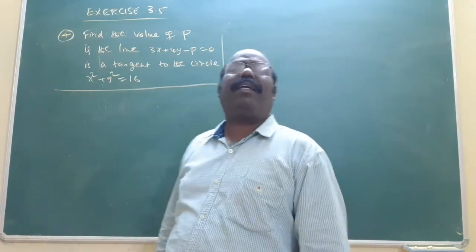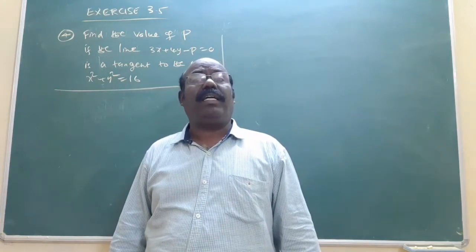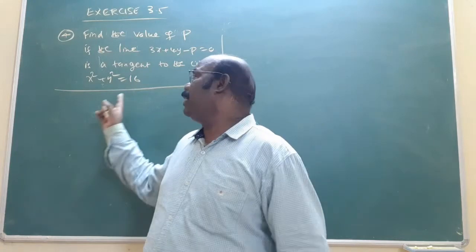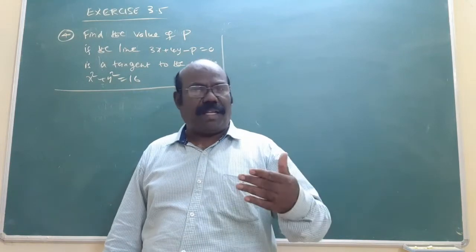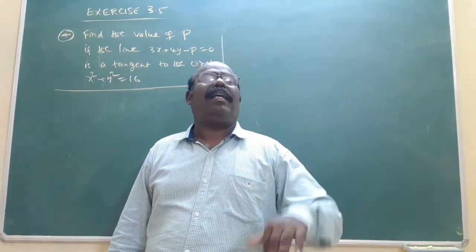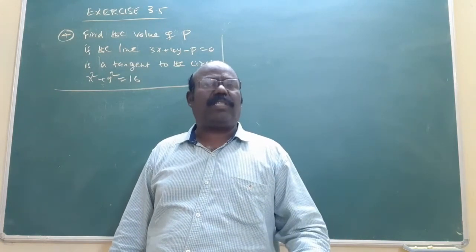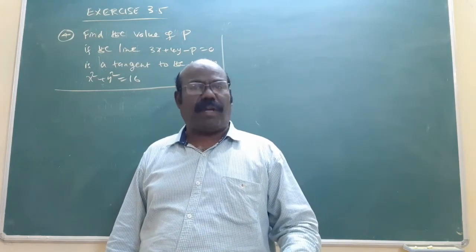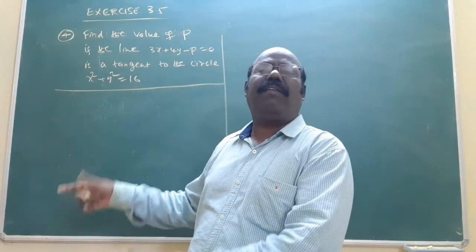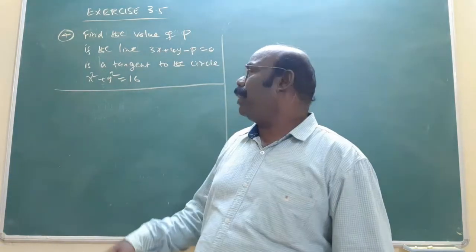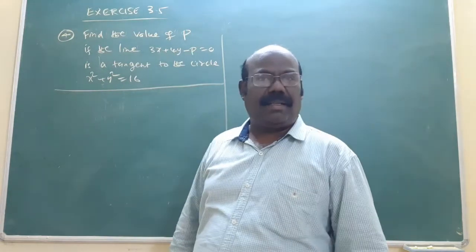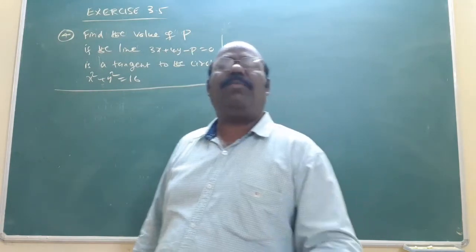So the circle is what? x square plus y square equal to a square. Here 16 is there. From this equation, you have to find the value of a square. Now write the formula for this one: c square equal to a square into 1 plus m square. Substitute the c value, a value, m value. After simplification, we get the value of p. That's all. Very simple concept. Only you must know the formula.